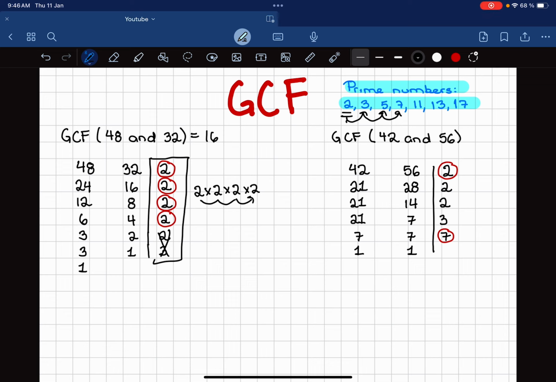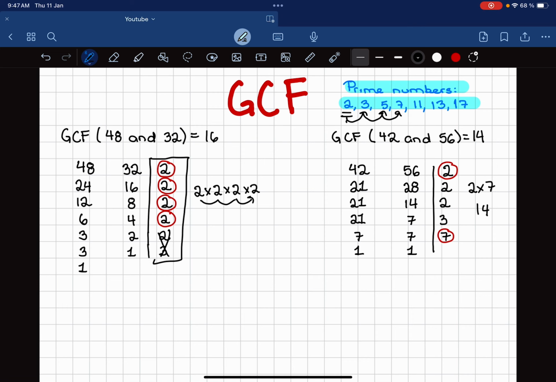So I'm going to look for my answer. Remember, I'm only going to multiply the numbers that are in circle. So in this case, it's 2 times 7, so it's 14. That means the GCF of 42 and 56 is 14.